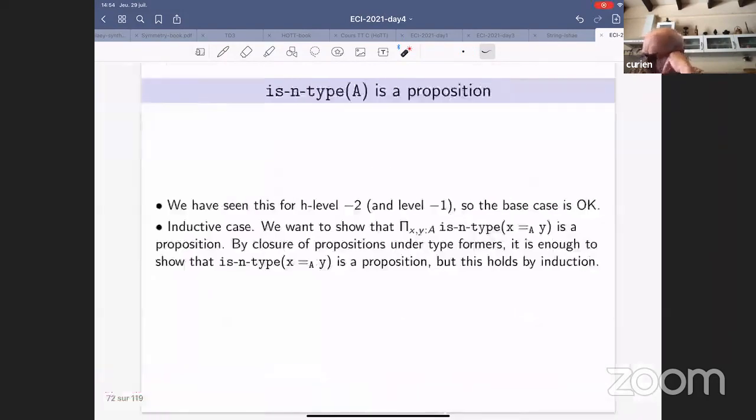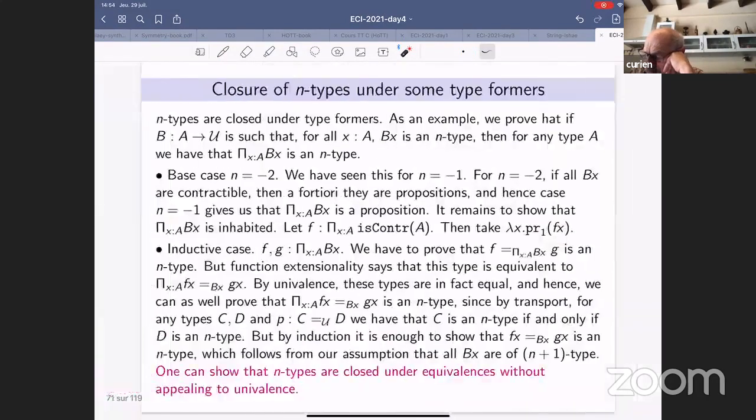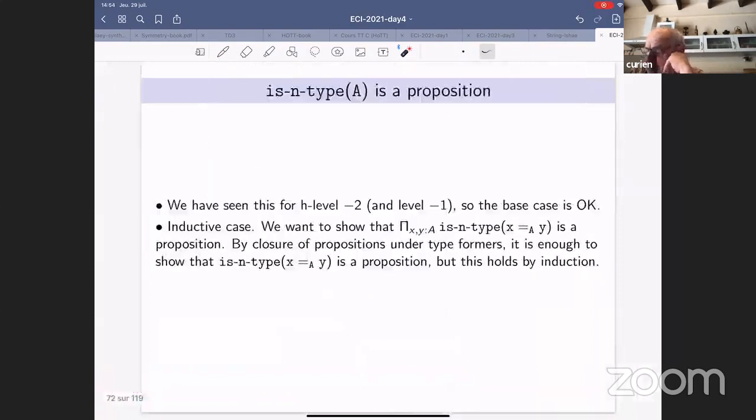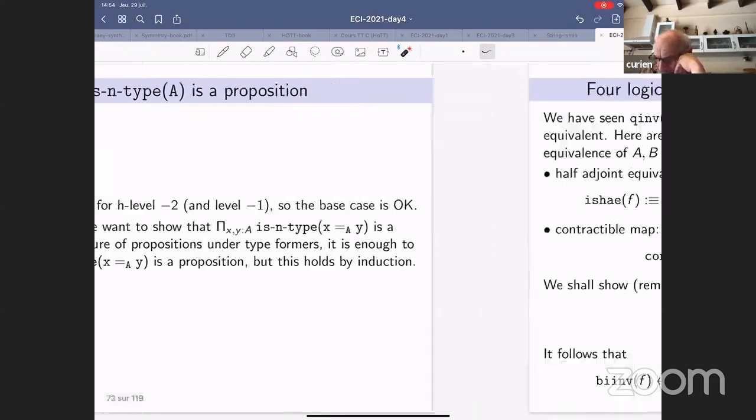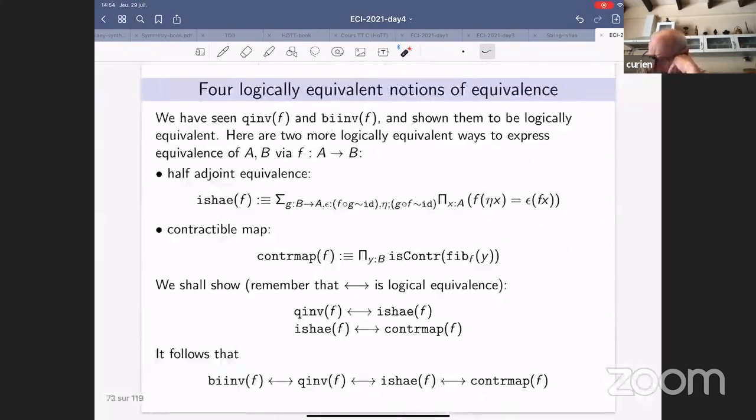Okay, another thing is I showed explicitly that being a proposition is a proposition, being contractible is a proposition, and more generally, being an n-type is a proposition. And again, this is quite easy, and I don't want to prove it.